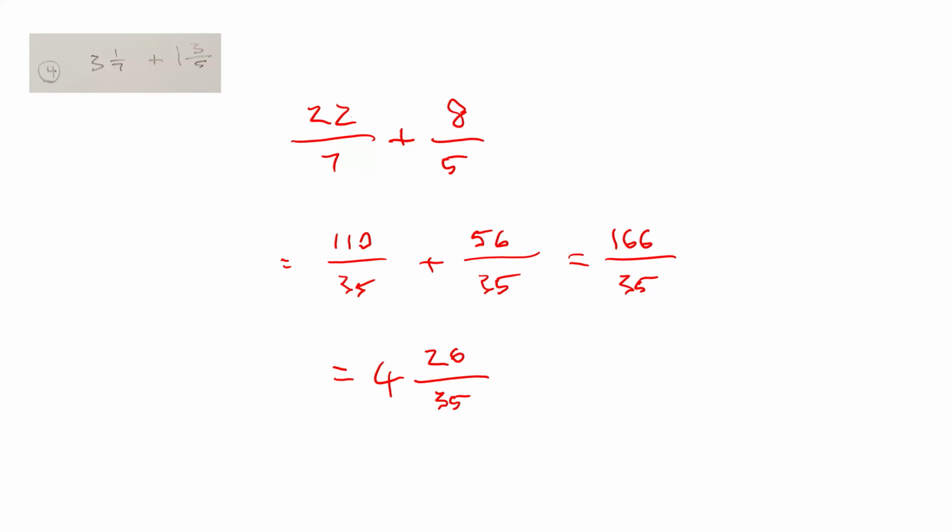I can't. Really, all I could do with the 26 is divide by 2 or divide by 13, and 2 and 13 don't fit into 35, so we can't divide 35 by 2 or by 13 to get another whole number. We can do it, but we'll come out with a decimal answer. So that is our final answer there, 4 and 26 over 35.